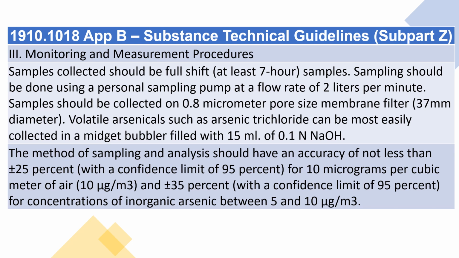0.1 M NaOH. The method of sampling and analysis should have an accuracy of not less than plus or minus 25%, with a confidence limit of 95%, for concentrations of inorganic arsenic greater than or equal to 10 micrograms per cubic meter, and plus or minus 35%, with a confidence limit of 95%, for concentrations of inorganic arsenic between 5 and 10 micrograms per cubic meter.